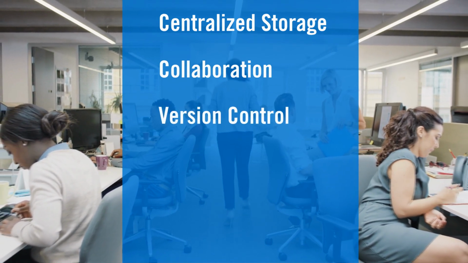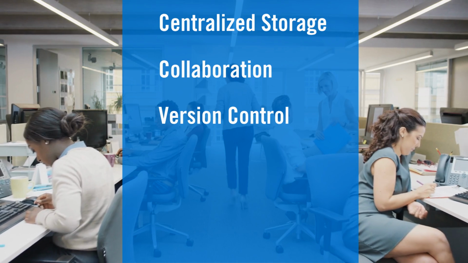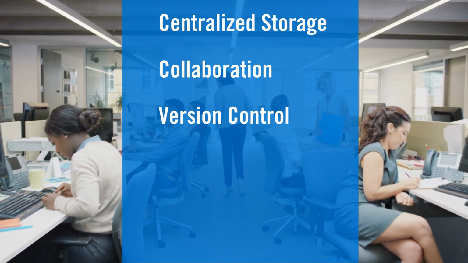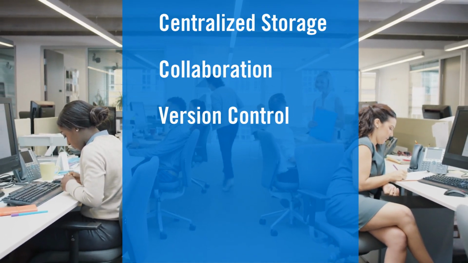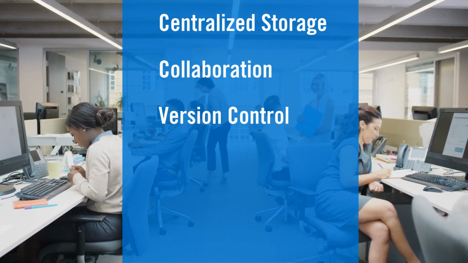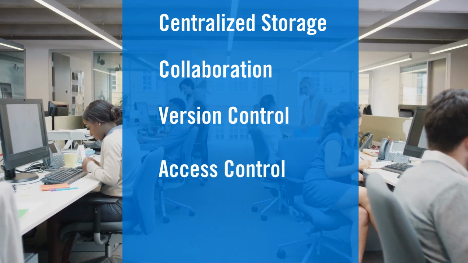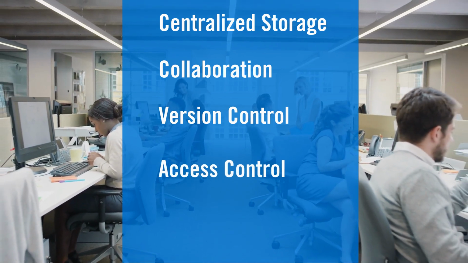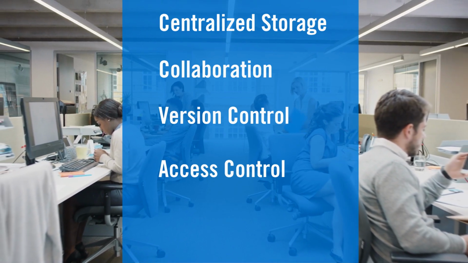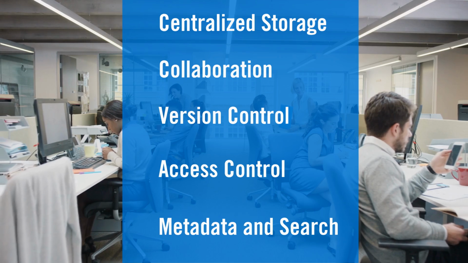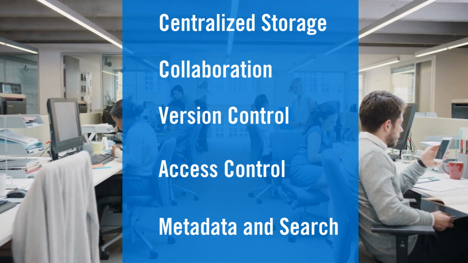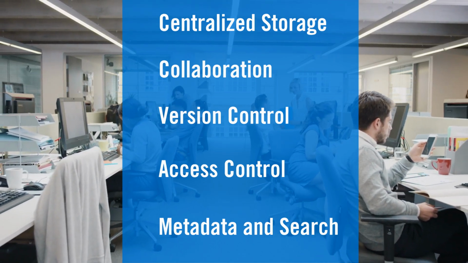Another key feature is version control. SharePoint document libraries track changes and maintain different versions of documents, allowing users to revert to previous versions if needed. Access control. You can set permissions to control who can view, edit, or manage documents within the library. And finally, metadata and search. Documents can be tagged with metadata, making them easier to search and organize.